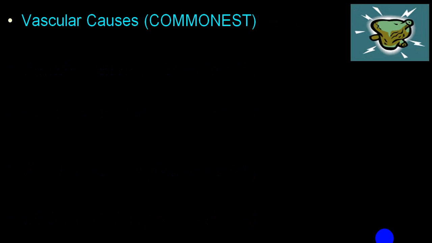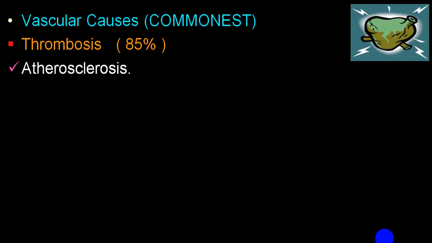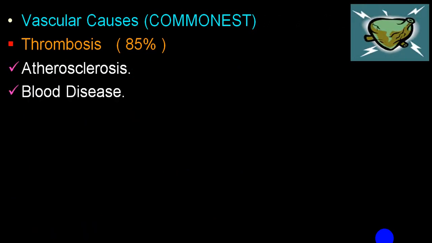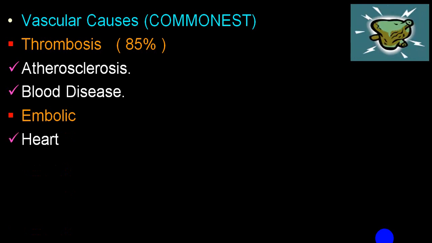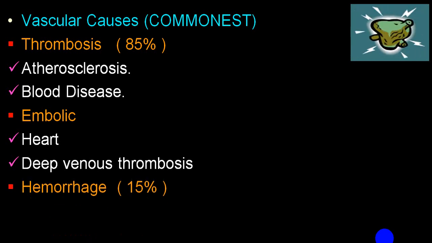As far as etiology is concerned, vascular etiology is the commonest, of which occlusive or ischemic strokes are very common. And among ischemic strokes, again, thrombosis is more common as compared to embolism. The commonest cause of thrombosis is atherosclerosis and blood disorders, and embolic is second most common, which can come from the heart, we call cardioembolic. Very rarely from deep vein thrombosis. And if a person has patent foramen ovale, you can have paradoxical embolization. So these will be the two most common causes as far as vascular etiology is concerned.